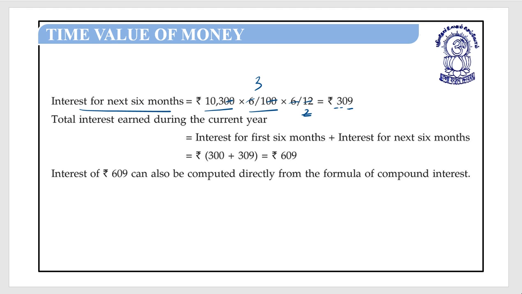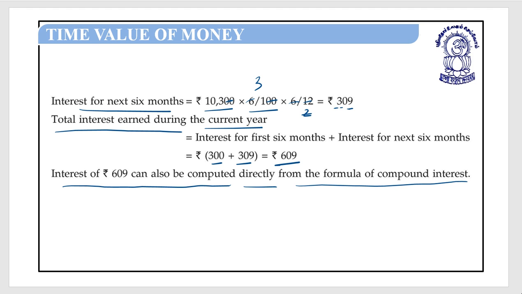309. Now total interest earned during the current year for the first 6 months plus next 6 months, or second 6 months. So 300 plus 309 is equal to 609. Interest of rupees 609 can also be computed directly from the formula of compound interest.